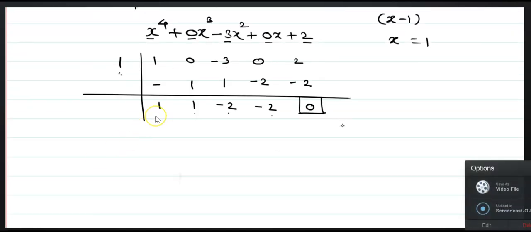Now see, these are the coefficients: 1, 1, minus 2, minus 2. The number of coefficients is 4. Therefore, the order of the polynomial is 4 minus 1, which equals 3. Then what is the second factor? The second factor is 1x cube plus 1x square minus 2x minus 2.